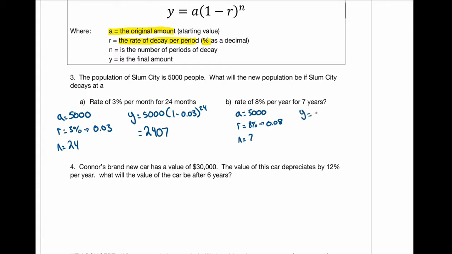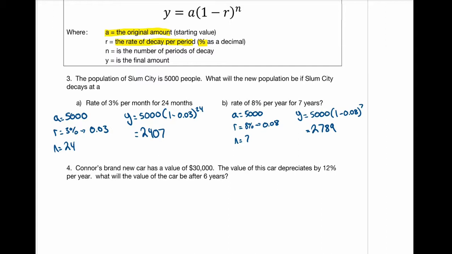So y equals 5,000, or A, times 1 minus r, or 0.08, to the power of n, or 7. And we should get 2,789. So that means after 7 years, decaying at a rate of 8% per year, we'll have a population of 2,789.